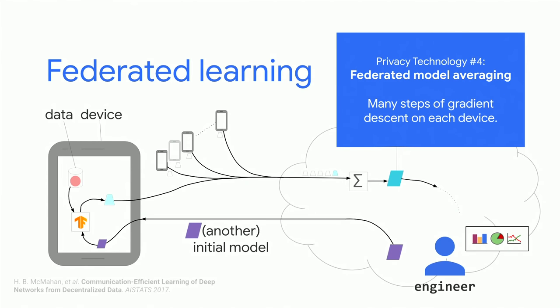So what we've just described is our fourth privacy technology of federated model averaging. Our diagram showed federated averaging as the flavor of aggregation performed by the server for distributed machine learning. Federated averaging works by computing a data-weighted average of the model updates from many steps of gradient descent on the device. Other federation optimization techniques could be used.